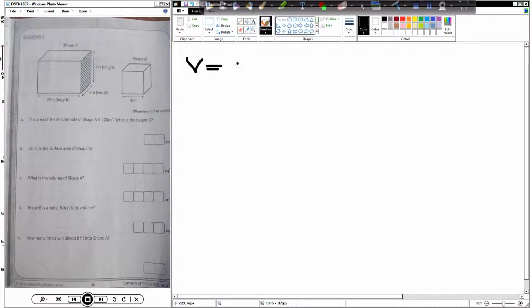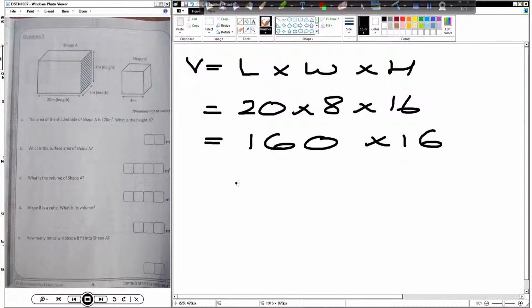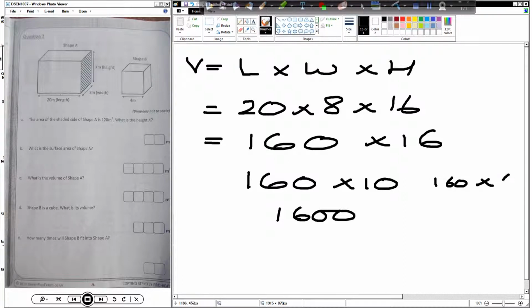So the volume is equal to, for this shape, what is it? Length times width times height. Okay, so the length for us is 20, the width is 8, and we said the height before was 16. So 20 times 8 will give you 160, times 16. The way we do 160 times 16 is like this. First of all, 160, we times it by 10, and that will give us the answer, and then we have to do 160 times 6.